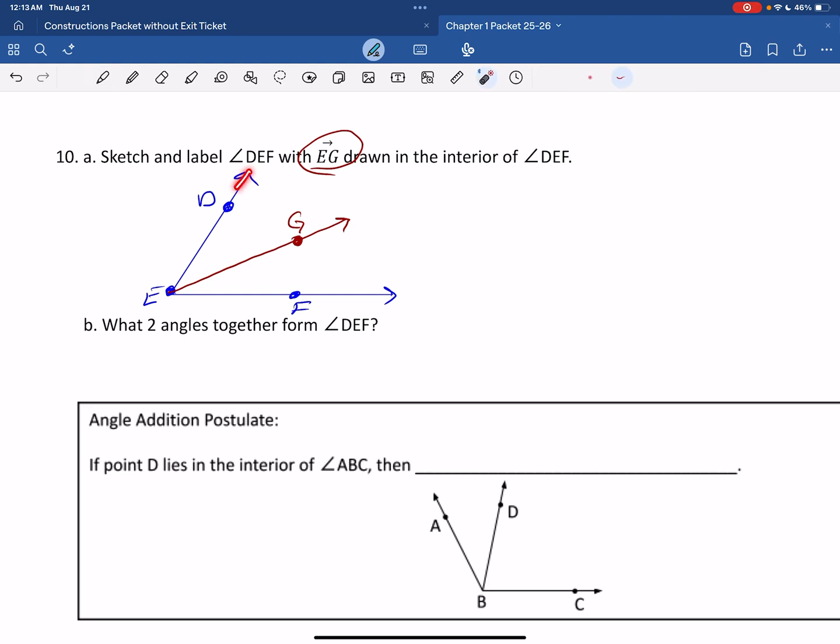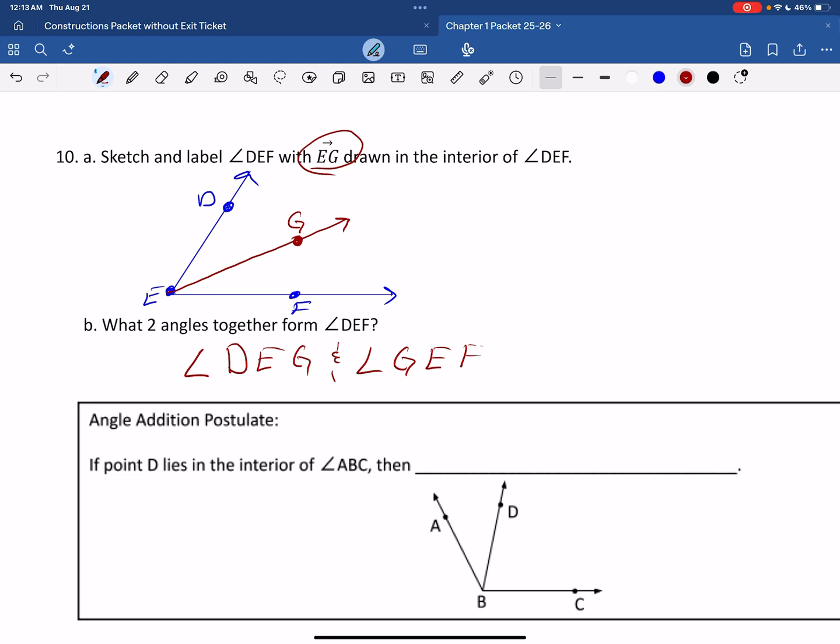And then letter B says, what two angles did I make? Well, I made this angle, and I also have this angle. So that is angle DEF, and the two angles are angle DEG and angle GEF.